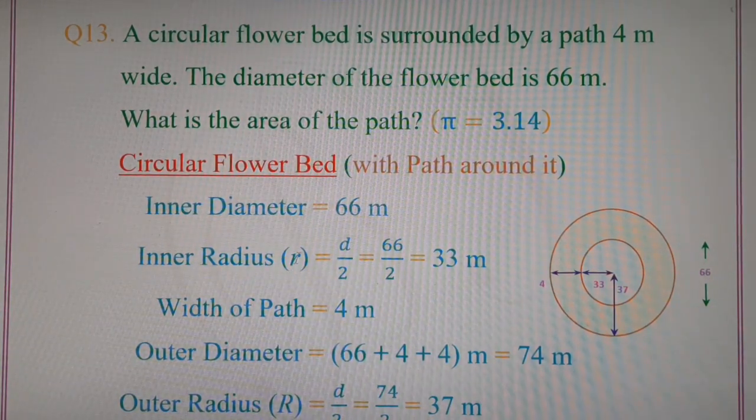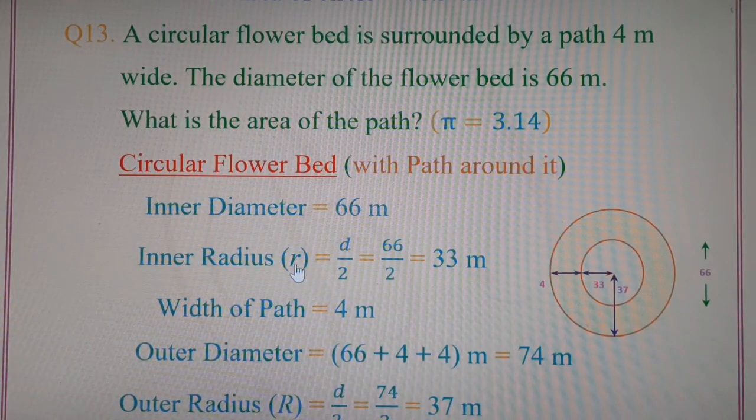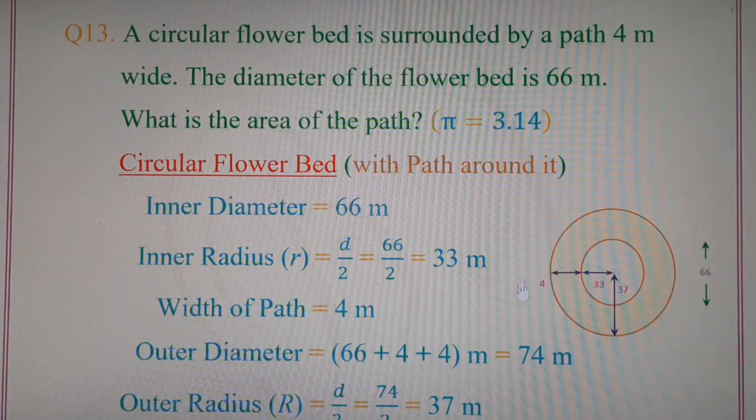Outer radius will be capital R. Inner radius will be small letter r. So inner radius is 33 meter. Now the width of the path is given as 4 meter. The breadth of the path is 4 meter.